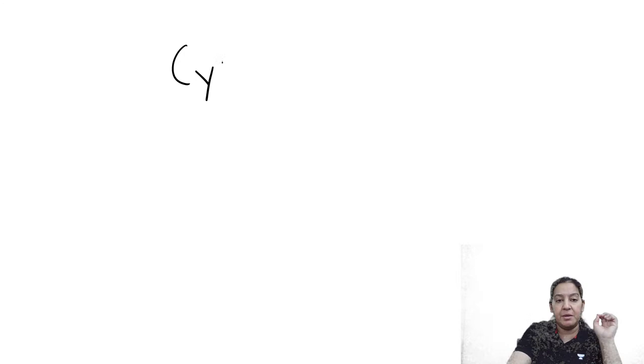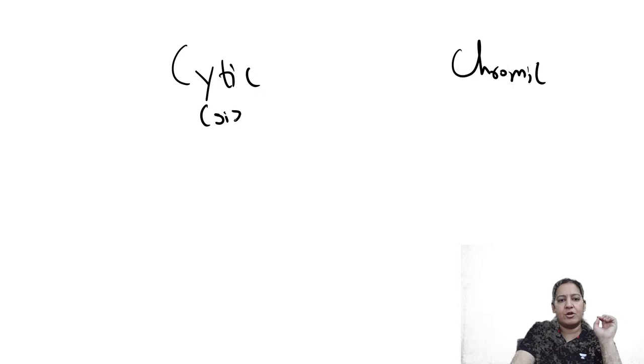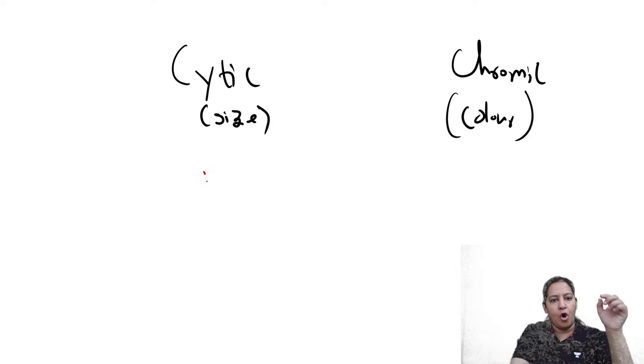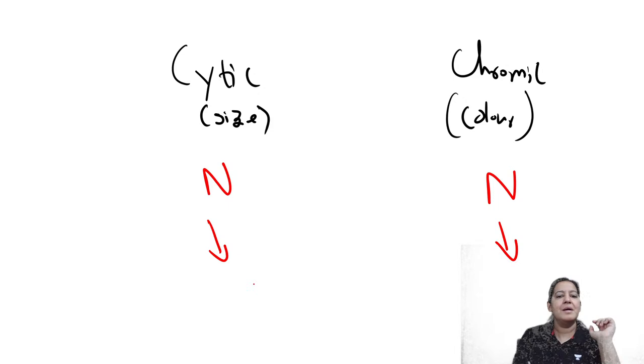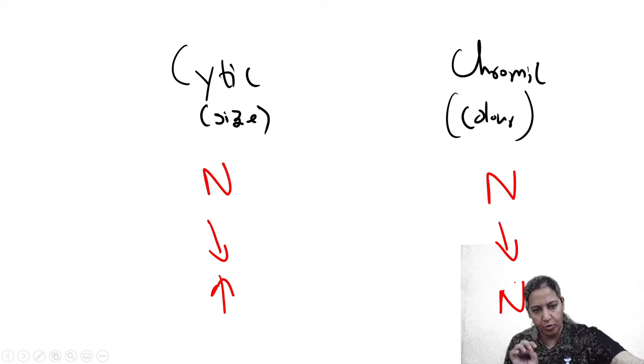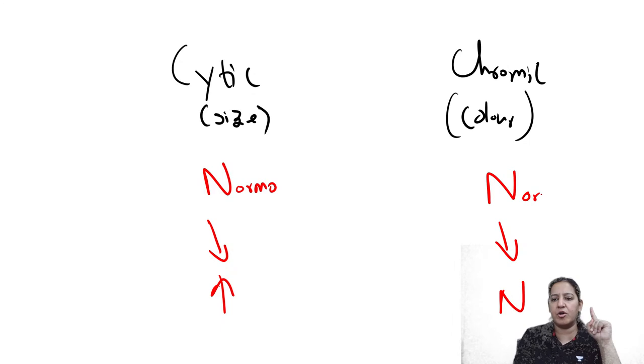The three classifications, the three morphological types of anemia, cytic and chromic. Cytic means size and chroma means color. See how beautifully I'm telling you here. Normocytic, normochromic, right? Microcytic, hypochromic, and macrocytic, normochromic. Everyone give me a thumbs up. You got my point? So here it is normo-normo. The size is normal, color is normal. The second is microcytic. The size is less and color is also less.